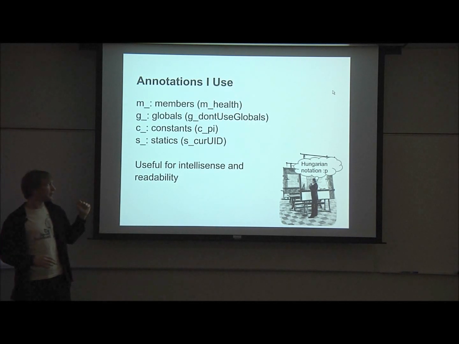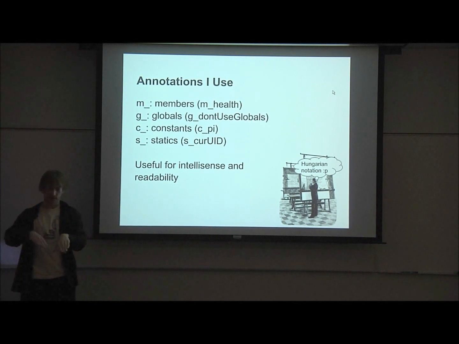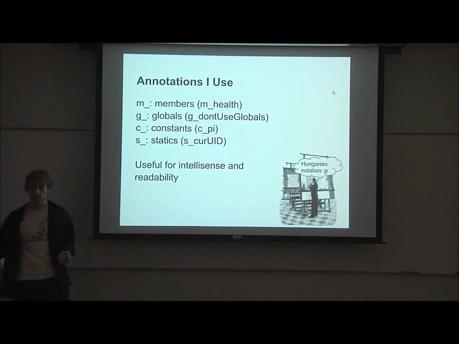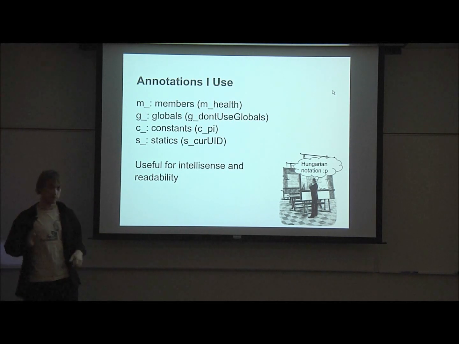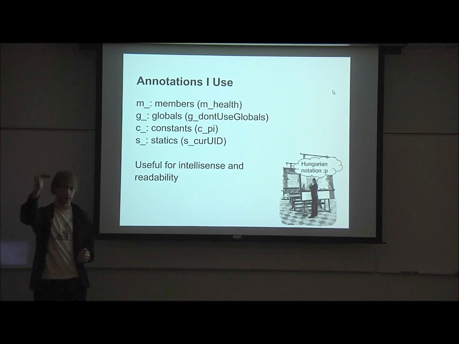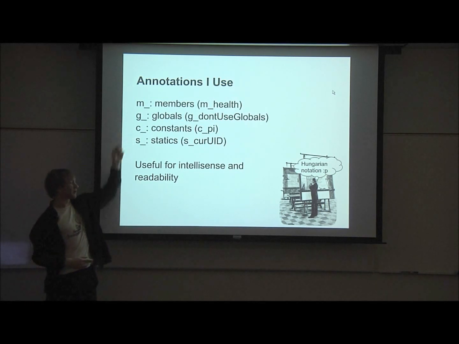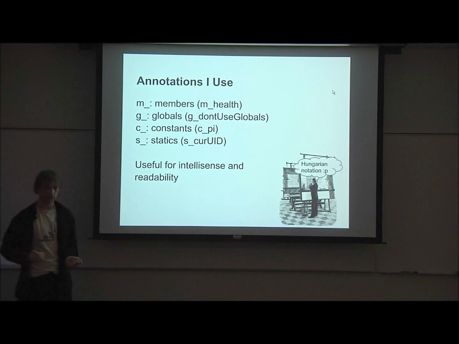The reason, I've seen some people will have something after the name, like I've seen members with health underscore, but I'm doing this for IntelliSense. What I want is when I type m underscore, the IntelliSense realizes I want a member and it shows me only variables that start with m underscore. I find that helps a lot. Or if I'm looking for constants, I type c underscore and I see all the constants in the scope.